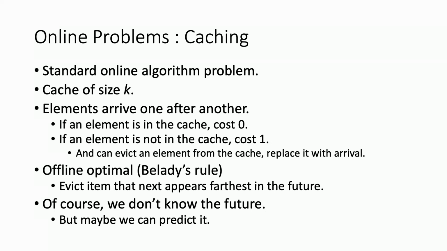When an item comes, you can decide whether or not you want to keep it in the cache. But if your cache already has k things, then you have to figure out what you're going to throw out. The optimal offline algorithm, called Belady's rule, is that you should always evict the item that's going to appear farthest in the future. If this wasn't online and you knew the data stream, what should you kick out? The one that's furthest out.